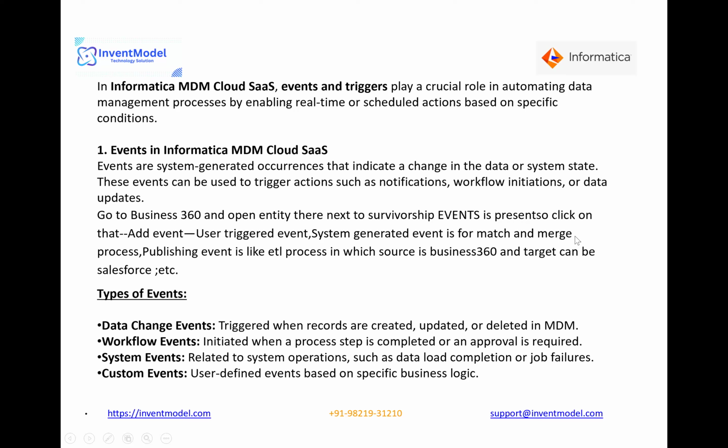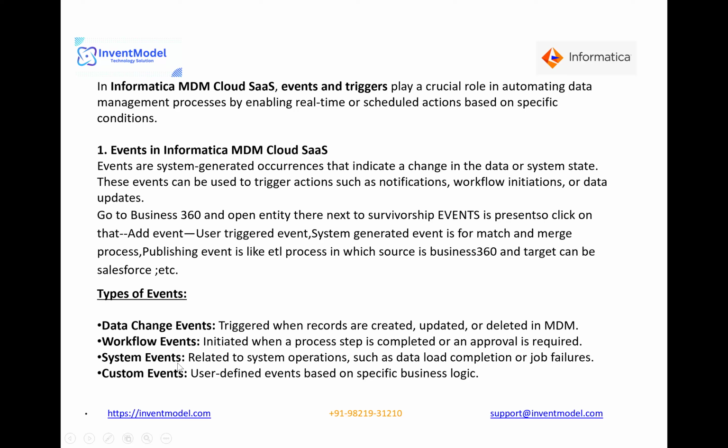So what are the types of events? First is data change events. These are events in which there is a change in the data: records are updated, created, or deleted. Second is workflow events. These are events that are initiated when a process step is completed or an approval is required. Like we have events in the workflow where we want submission approval. We'll see that in the next slides.